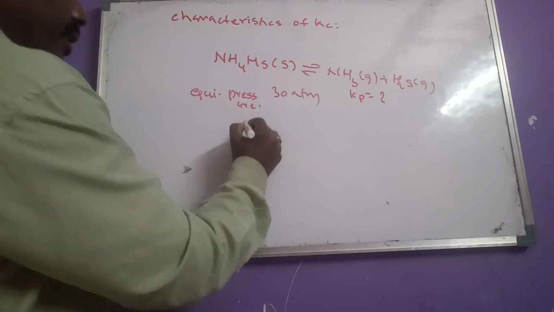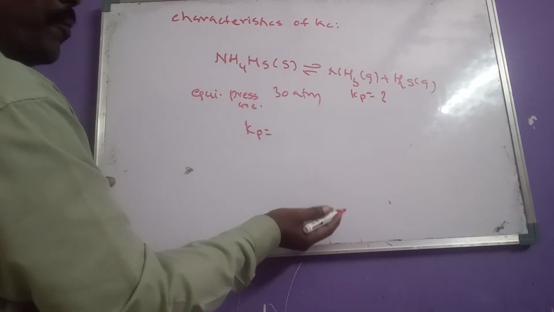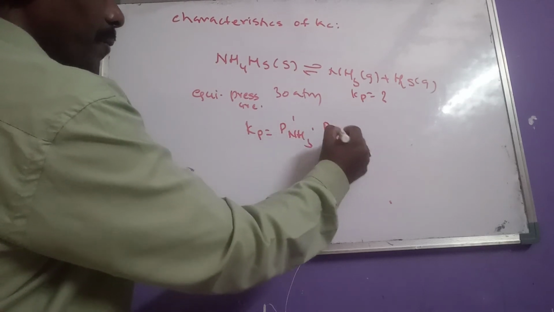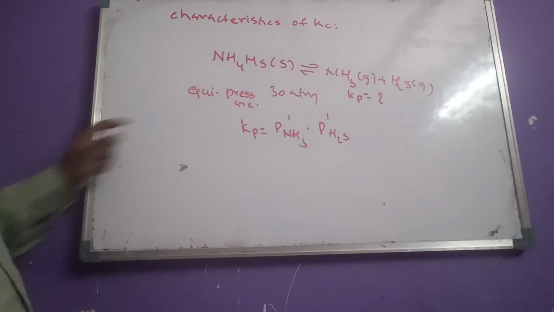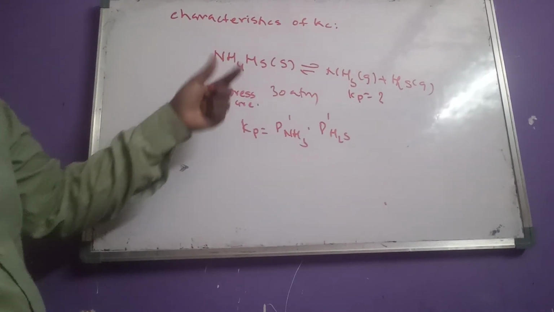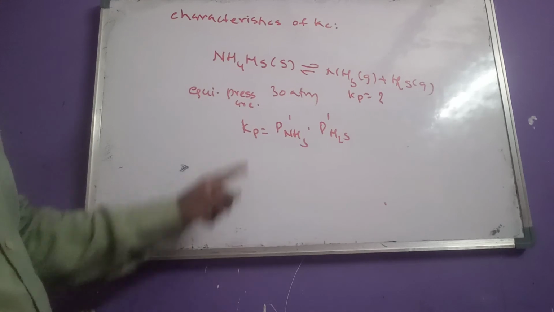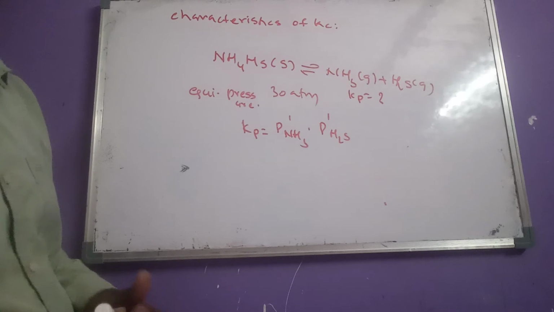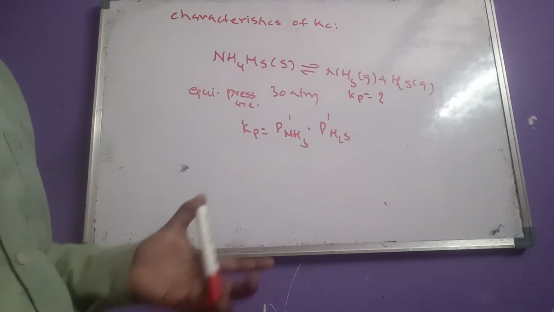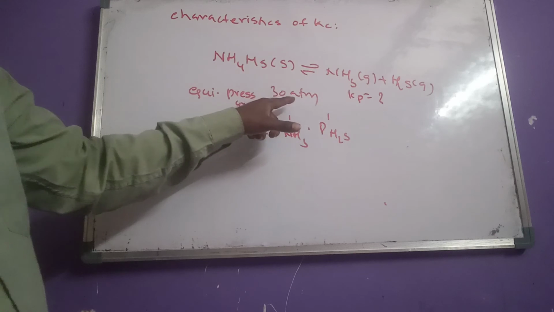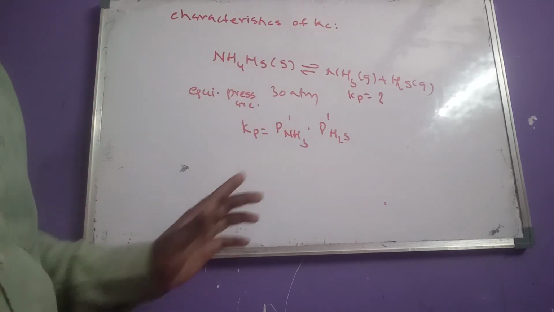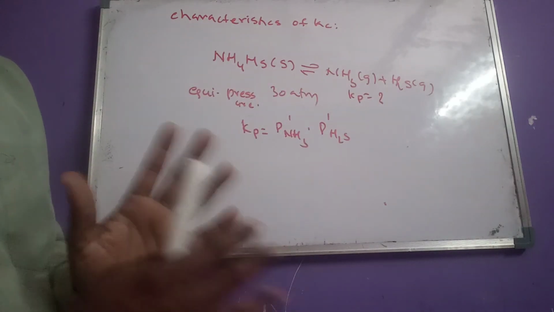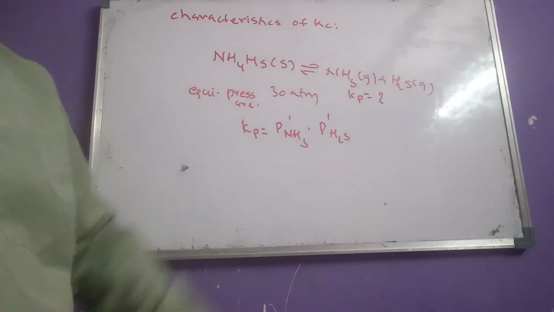To calculate Kp, first let us write the Kp expression. Kp expression means with respect to partial pressures. So partial pressure of NH3 power 1 into partial pressure of H2S power 1. No need to write NH4HS because that is present in solid state. So first let us calculate partial pressures of NH3 and H2S. Easily we can calculate without using a formula also. Total pressure is 30 atmosphere and 1 mole of NH3, 1 mole of H2S, equally are present. Now these two only exert the pressure.